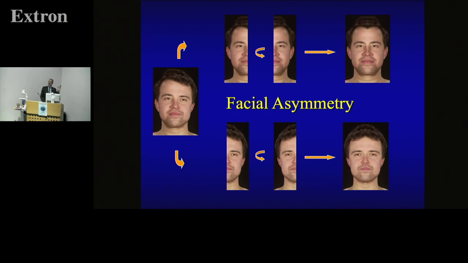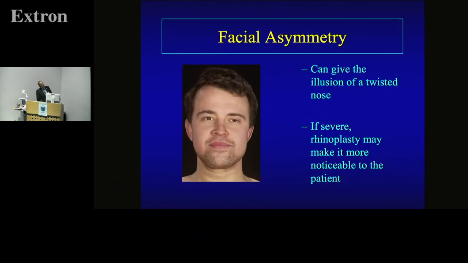You have to explain these things to the patients, because so many times, before I realized these things, after I did a rhinoplasty on an asymmetric patient, the patients came back and said, my eye looks a bit funny since you did that operation, because you start noticing these things. You start looking at their face. My nose is still twisted, because you can never make it straight in relation to the face. So you just have to be aware of this and explain it to the patient, especially with twisted noses. It can give you the illusion of a twisted nose, and a severe one can make it more noticeable after rhinoplasty. So that's why you have to look at it.